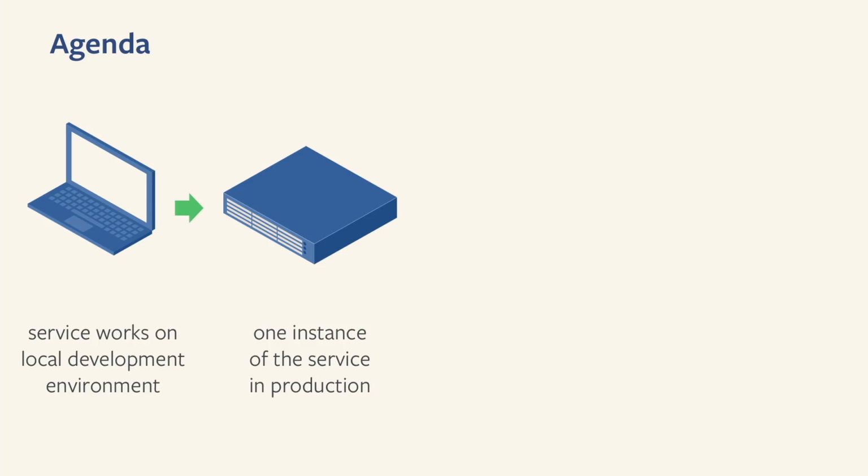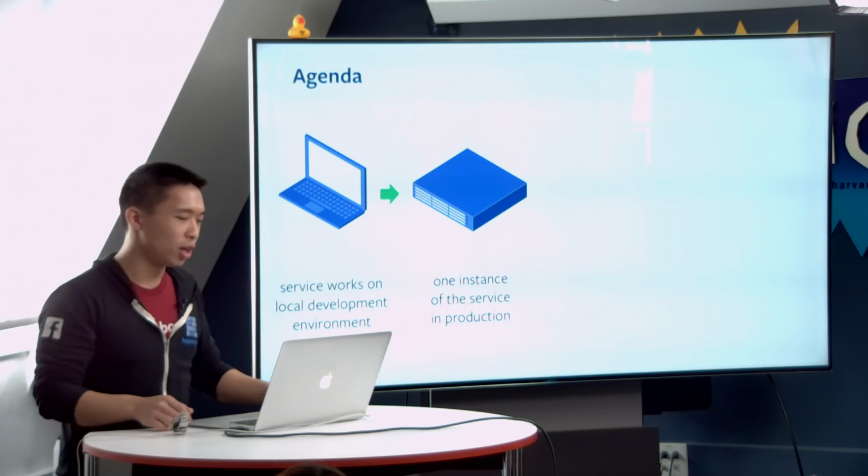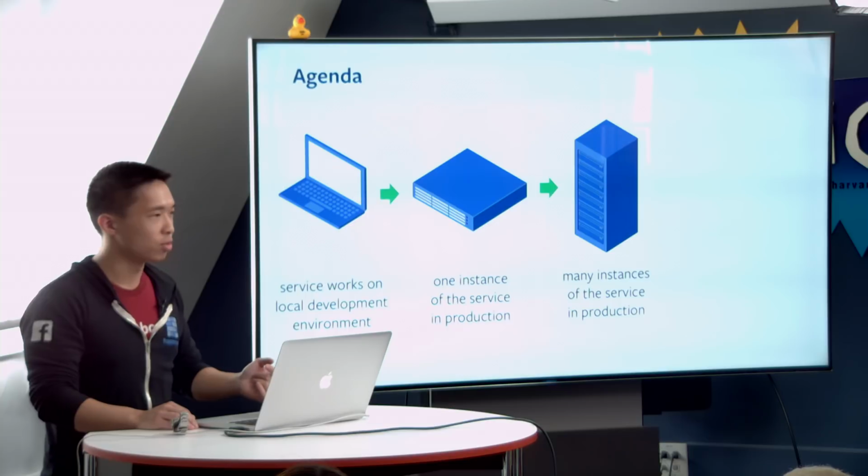And now let's say your app takes off. You get a lot of users. A lot of requests start coming to your app, and now that single instance you're running can no longer handle all the load. So now we need to have multiple instances in production.